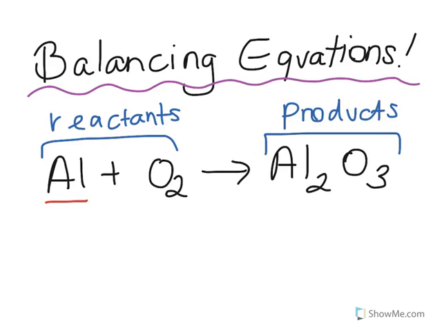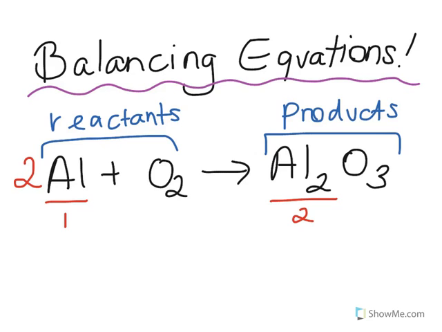We'll start with aluminium. On this side we have one atom of aluminium, and on the product side we have two. And what we want is for the reactants to be equal to the number of products. So to make the reactants equal, we'll do something simple and we'll just times the aluminium by 2.